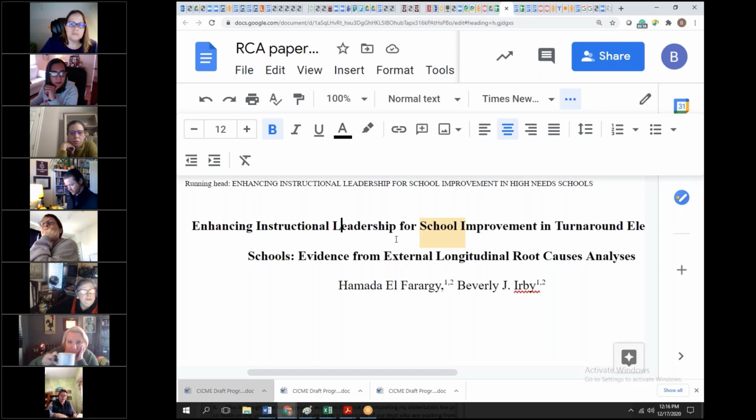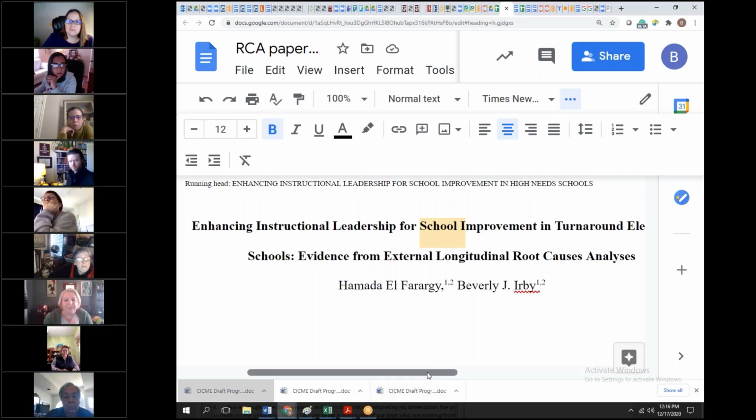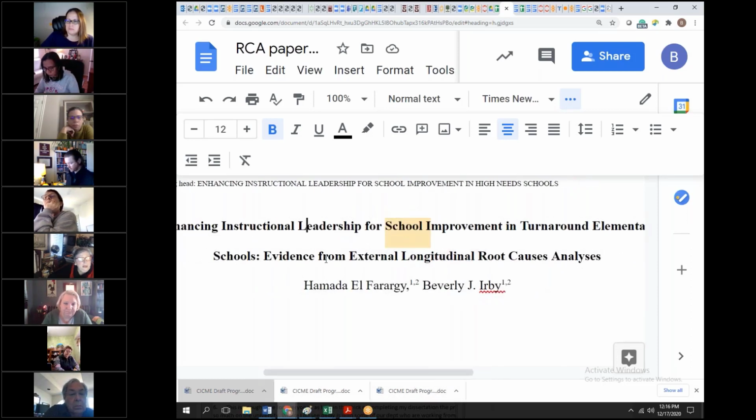So, enhancing instructional leadership for school improvement in turnaround elementary schools: evidence from external longitudinal root cause analyses. Okay, so here's the problem here. Typically in our projects we don't use turnaround. However, in the literature, turnaround is used, and so we decided we use school enhancement in our projects. We want to enhance the schools, not particularly turn them around.